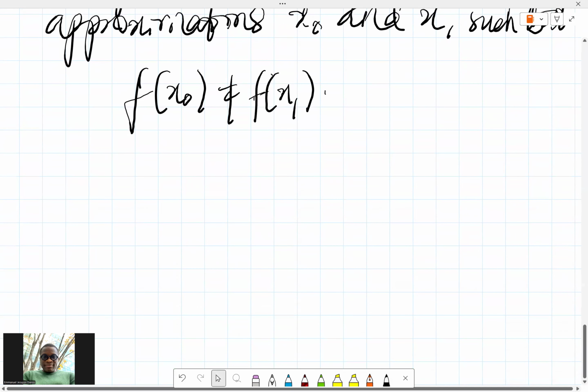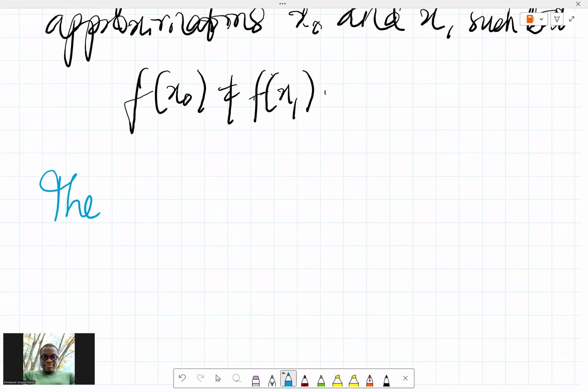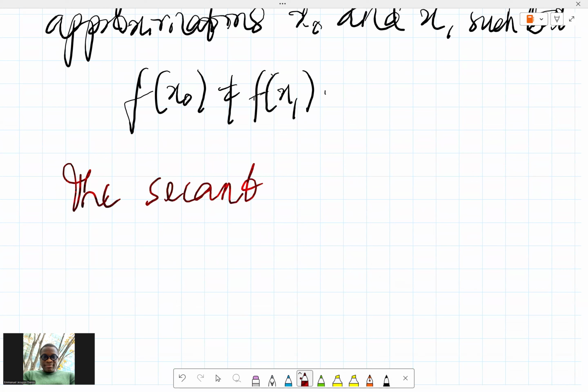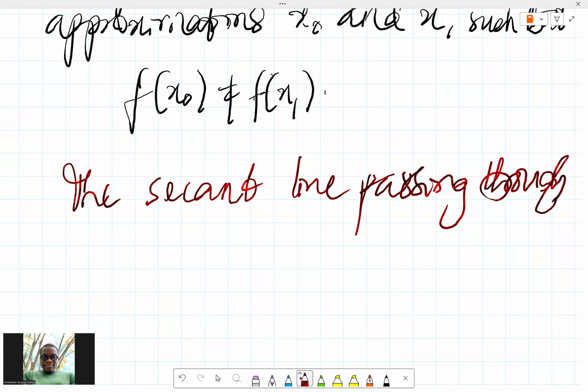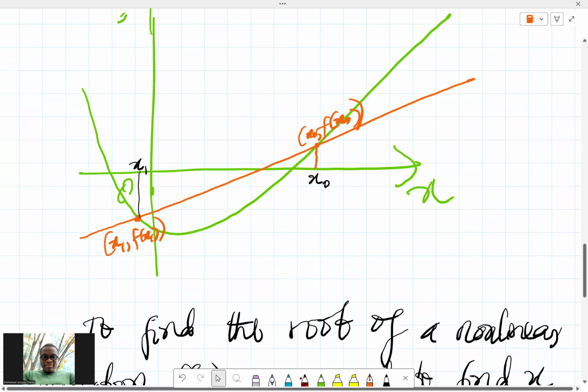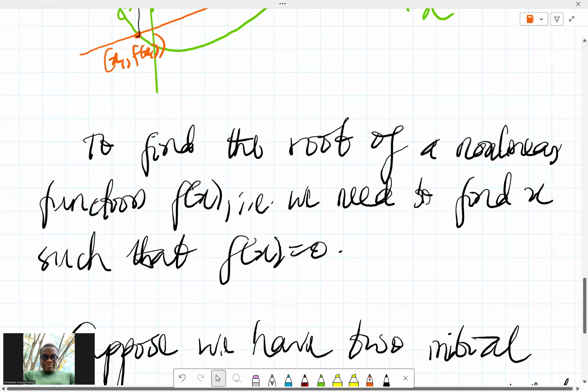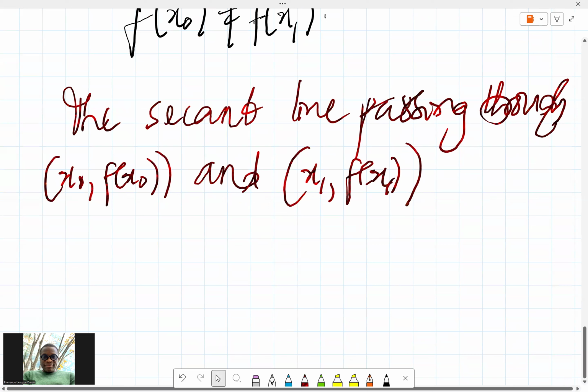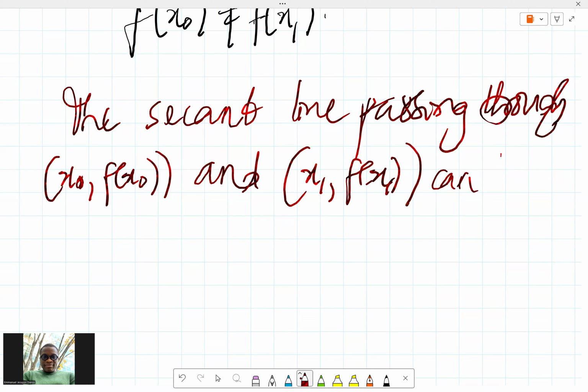It is notable that the line passing through x naught, f of x naught, as indicated above, and x1, f of x1, those 2 points indicated above, this point and this point, can be used to estimate the root.